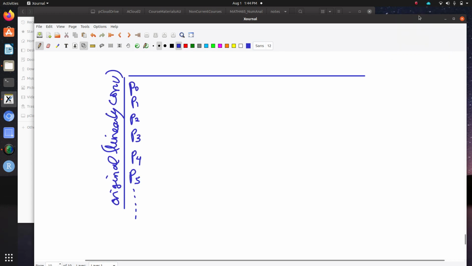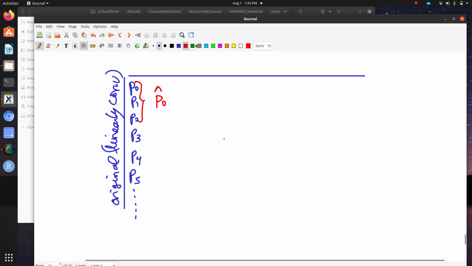Okay, so we start with an originally linearly convergent sequence P0, P1, P2, P3, P4, and so on. And what I'm going to do, so this was some other method, not Aitken, but Aitken builds off of an existing method, right? So what you're doing is you're taking this group of 3 and you're renaming it P0 hat.